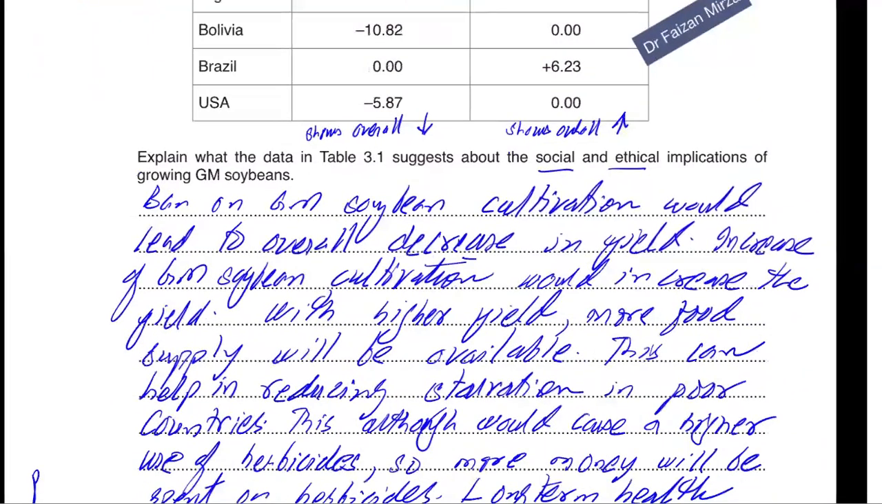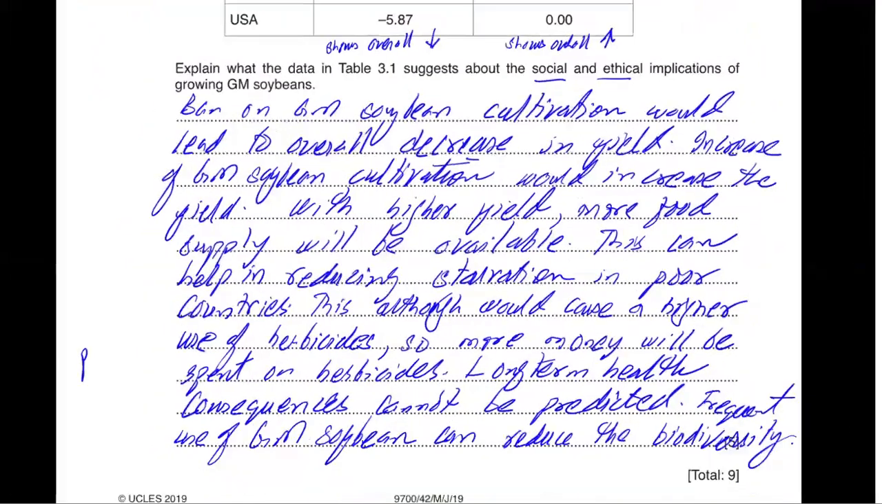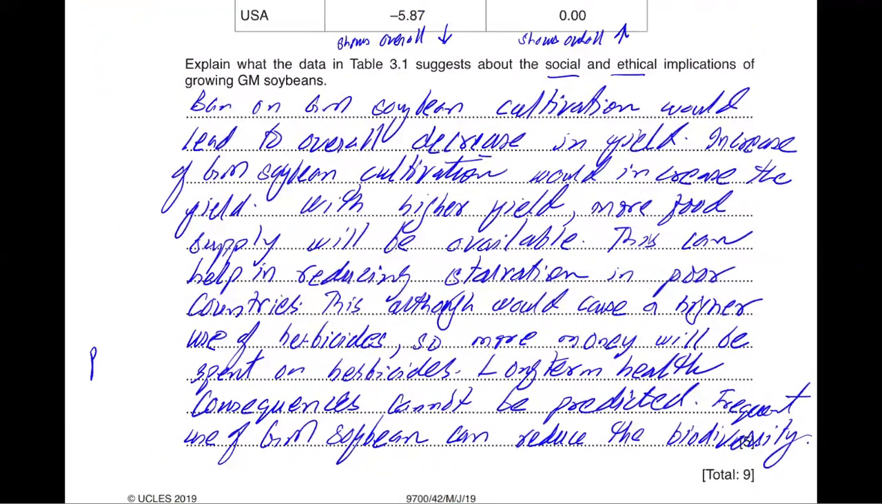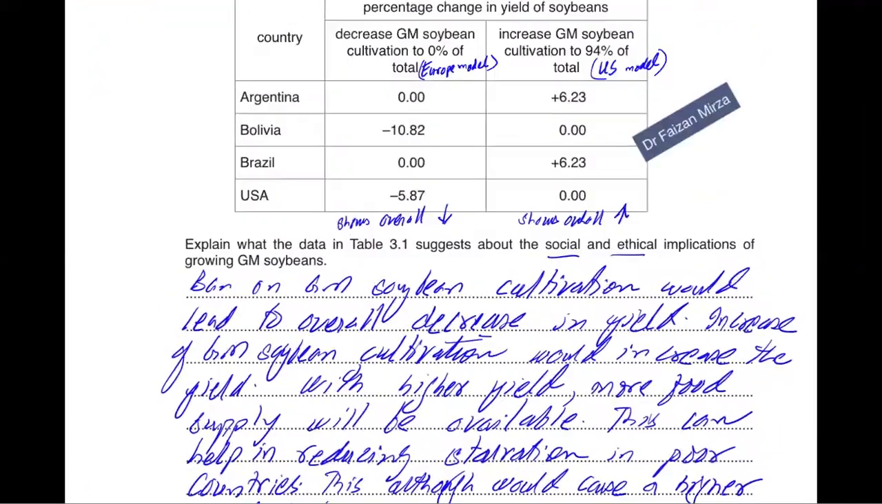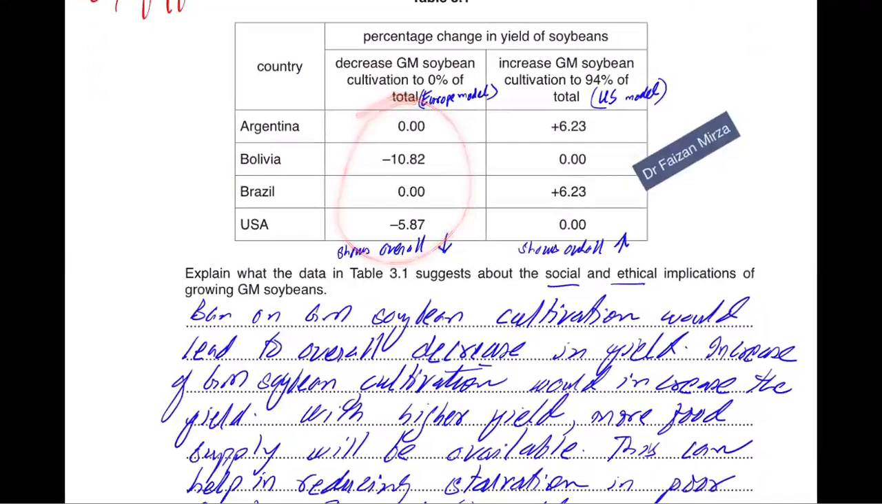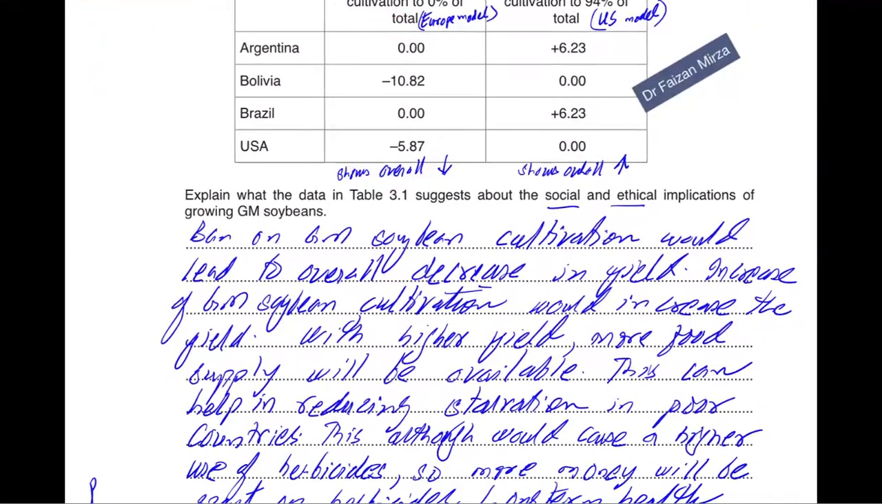Explain what the data in table 3.1 suggests about the social and ethical implications of growing GM soybean. Social and ethical implications are what is being asked. So if we ban GM soybean cultivation, like the Europe model, it would lead to an overall decrease in yield, because that's what is shown. Whereas increasing the cultivation would increase the yield. With higher yield, more food supply is available. So if you follow this, more food supply will be available.